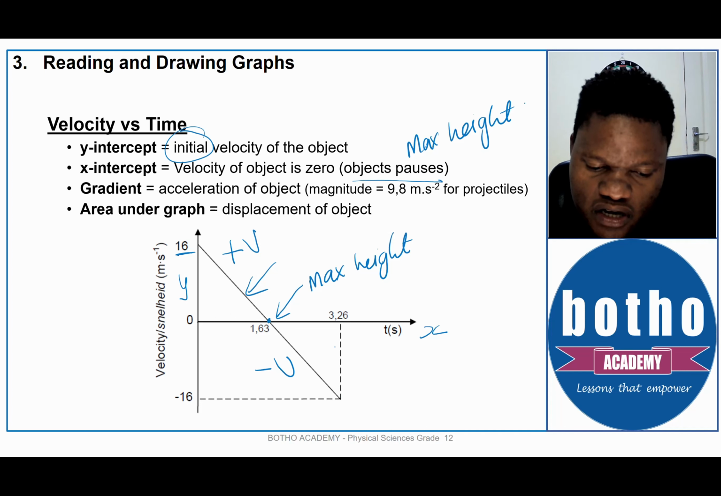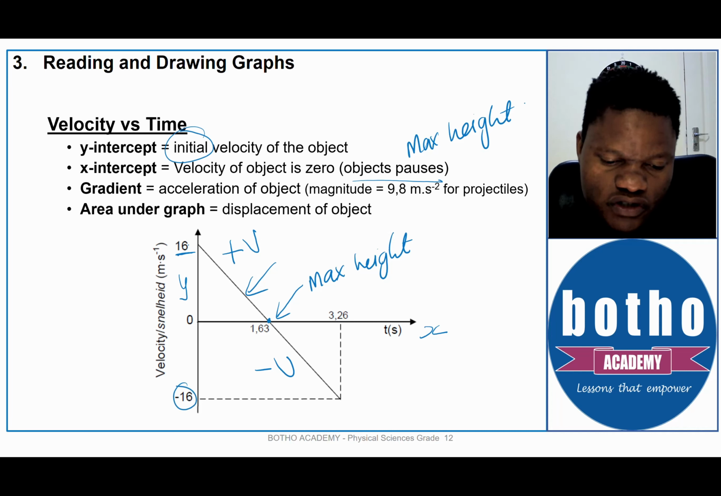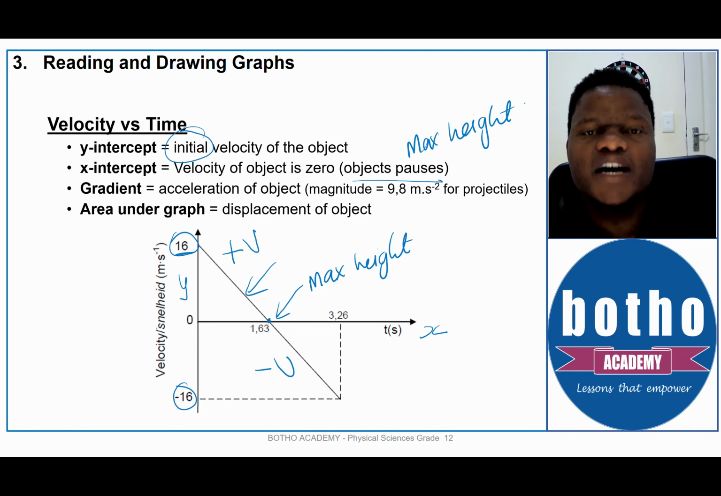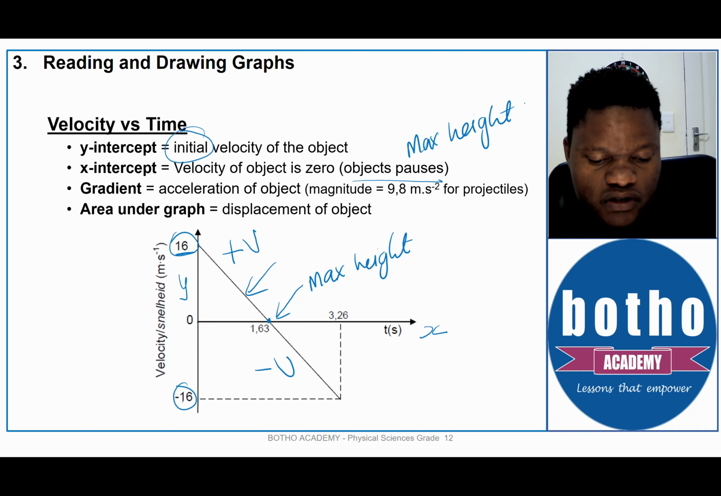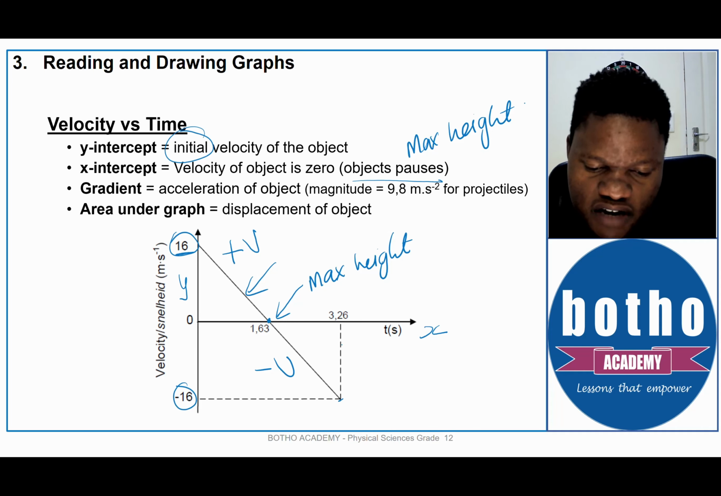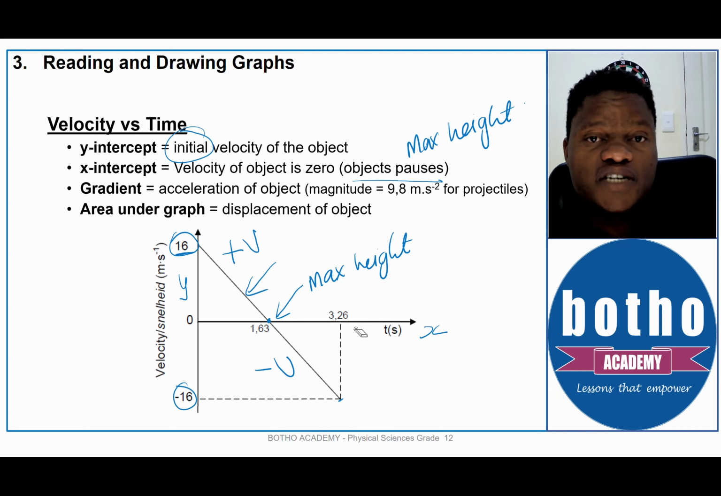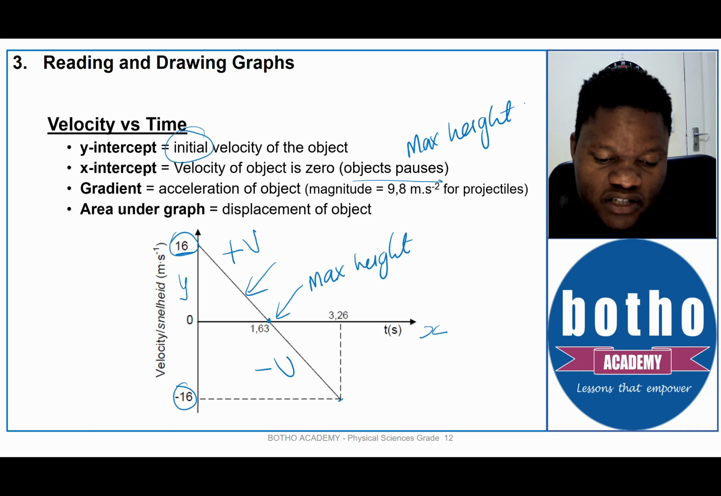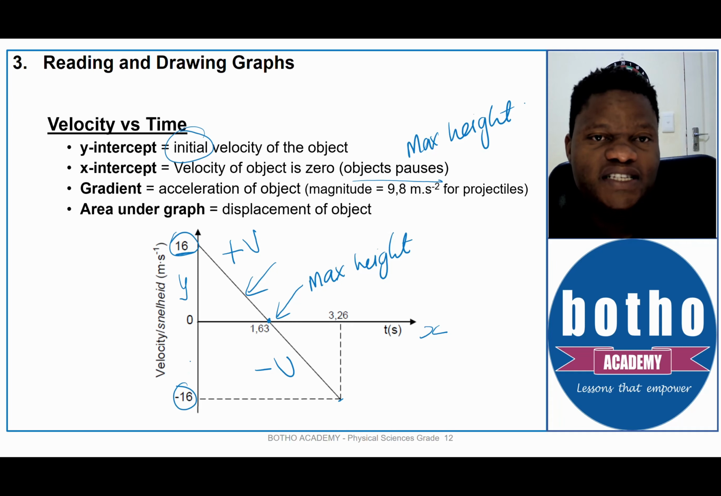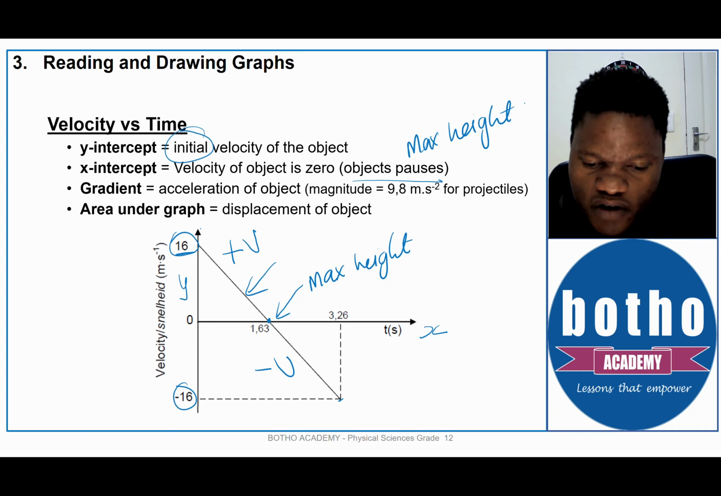And this is an object that is likely going to return. If you look, you have two velocities that are of the same magnitude but different directions, because this one is negative, that one is positive. It means at this point, after 3,26 seconds, the object returns to the original height. That's why it has the same magnitude of velocity as at the top of our graph there.